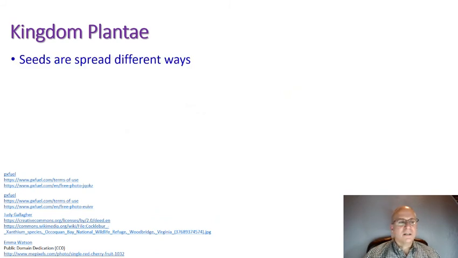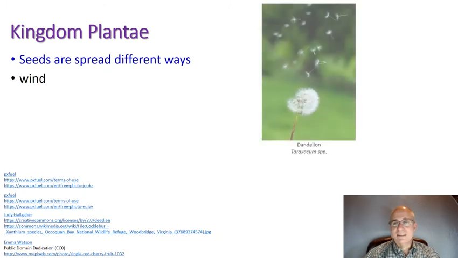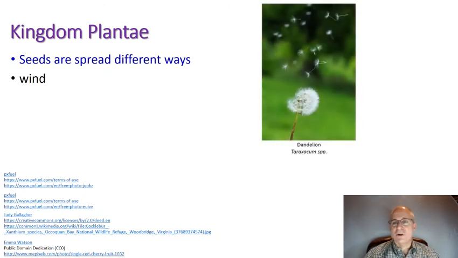So seeds are going to be spread a number of different ways. Some seeds are spread by wind, and probably the classic example that we know around in this area are going to be the dandelions. So a puff of wind comes along and it's going to blow the seeds away, and the little fuzzy part on top is going to allow that to be blown by the wind some distance from the parent plant.